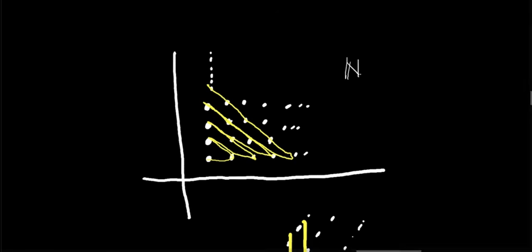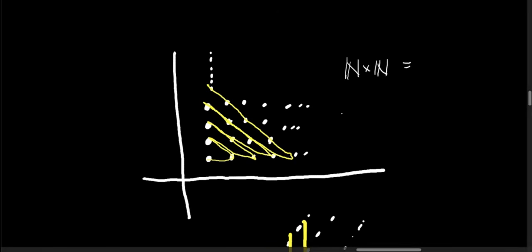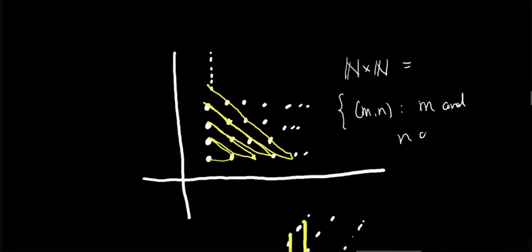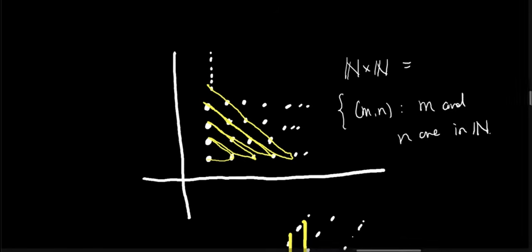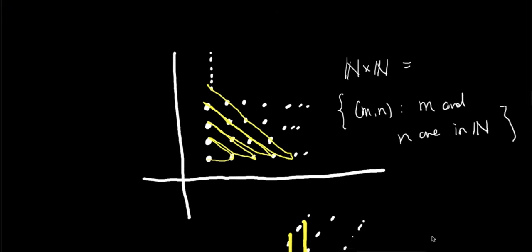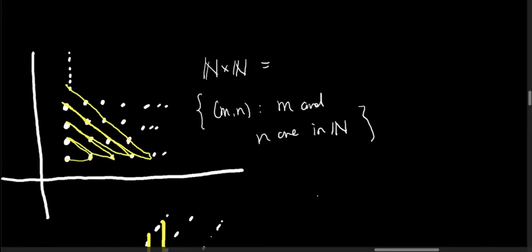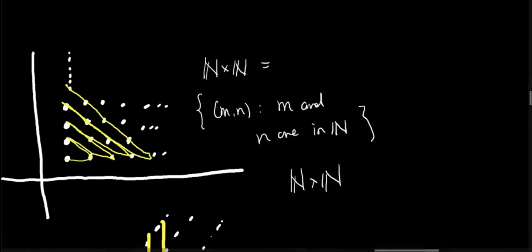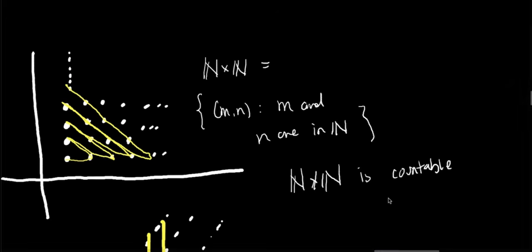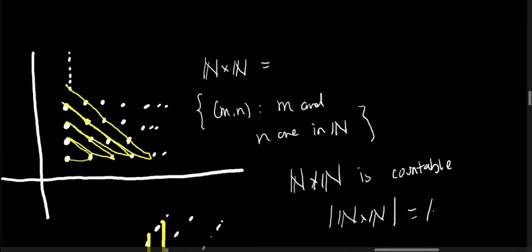So the name for the set that we just counted is N times N. It's the set of all ordered pairs of positive whole numbers. So (m, n), where m and n are in the set N, meaning that they're both positive whole numbers. And the consequence of the argument that we just gave is that this set N times N is countable. In other words, it has the same size as the set of positive whole numbers.